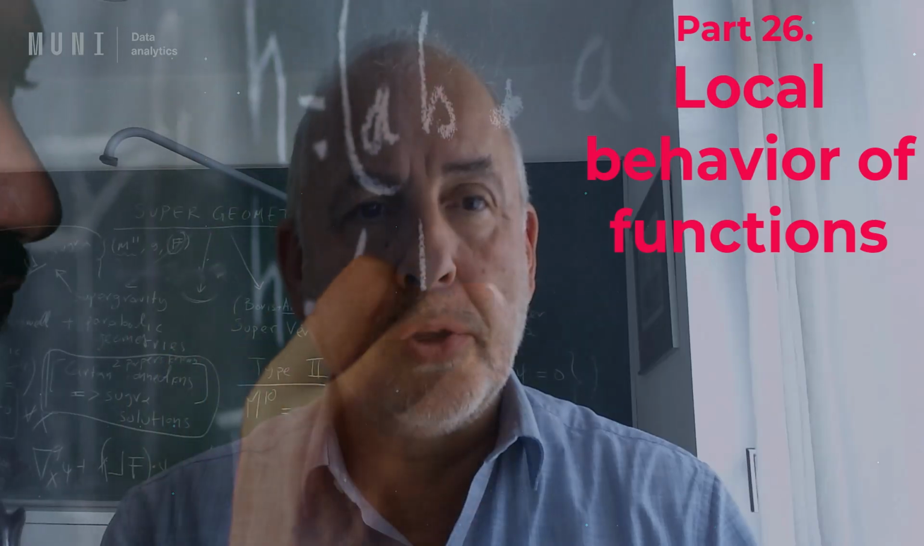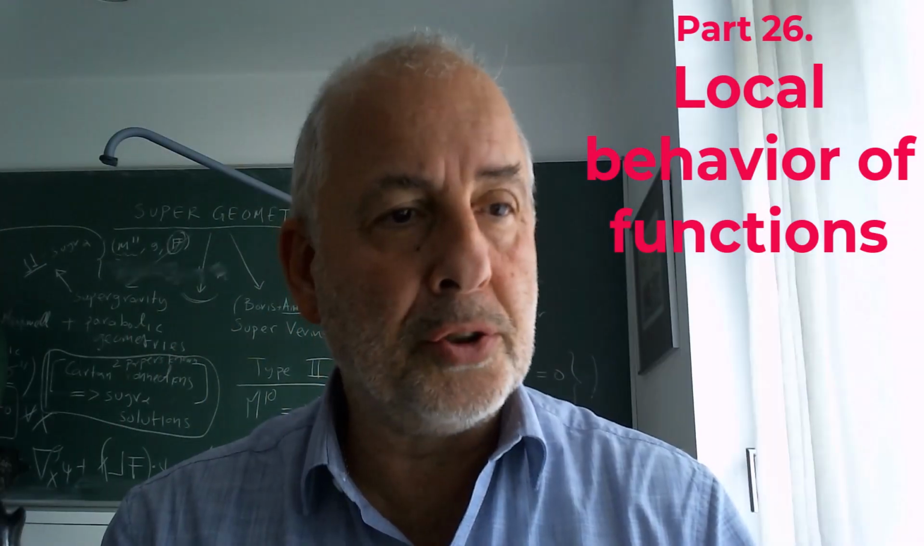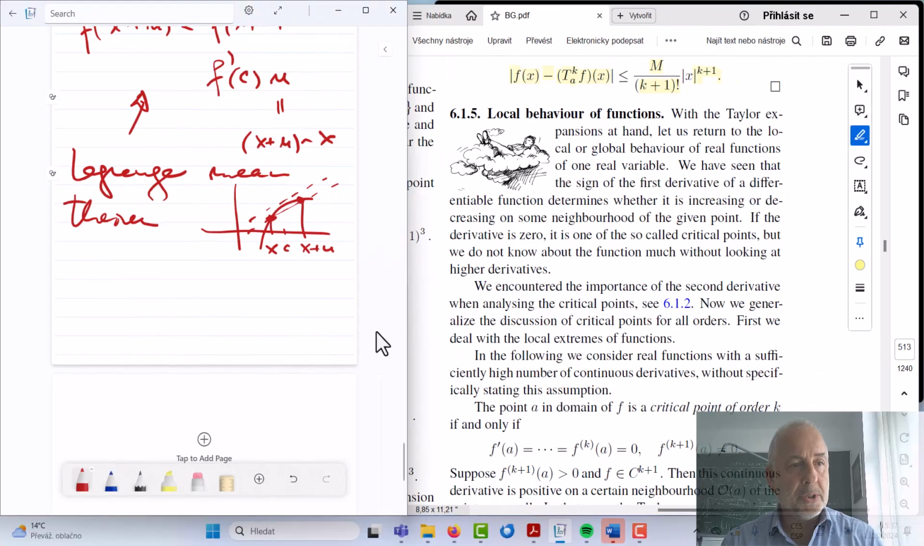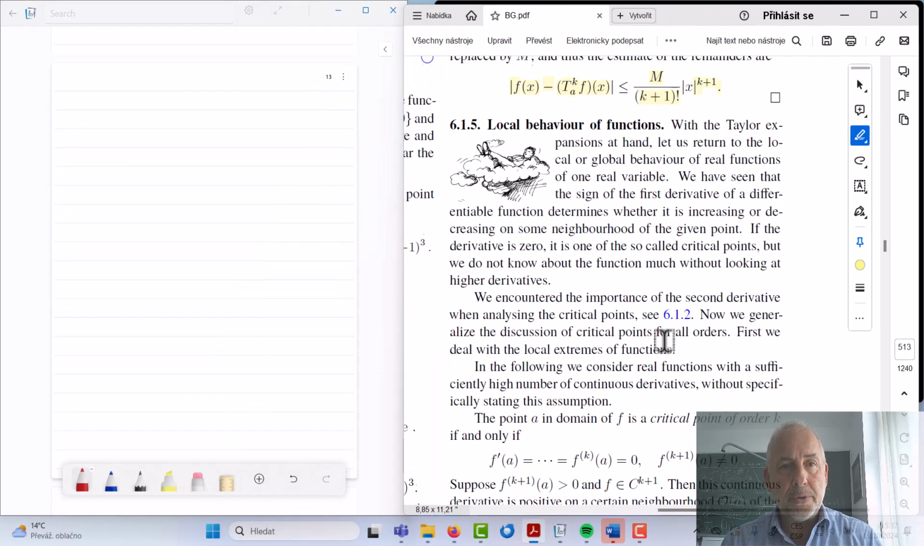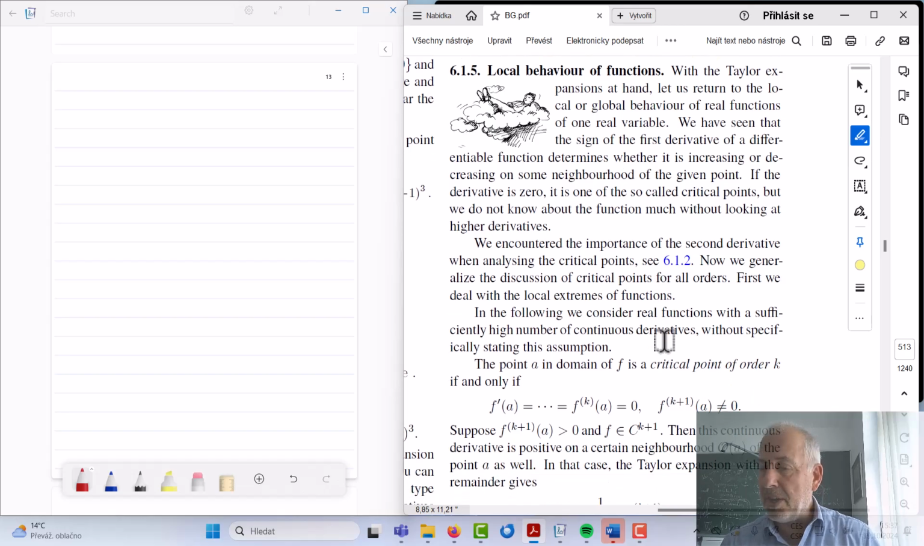The continuation, local behavior of functions. So I didn't prepare my screen, so I do it now. Right, so we mainly are already there, right? So what do we want to do?